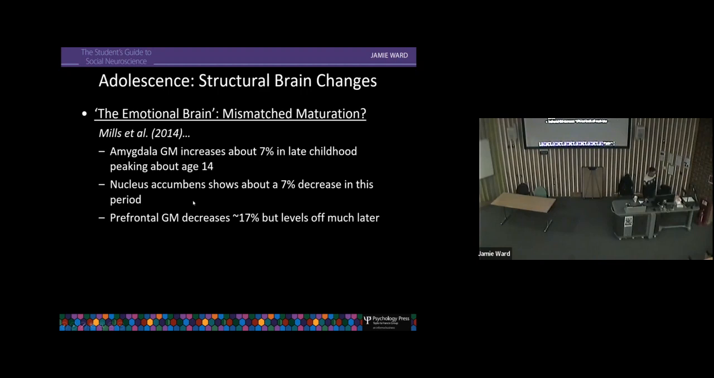So you could show that there are these differences within these reward and perhaps punishment-sensitive regions of the brain. That the amygdala increases in childhood, whereas the nucleus accumbens shows a kind of reverse profile here.